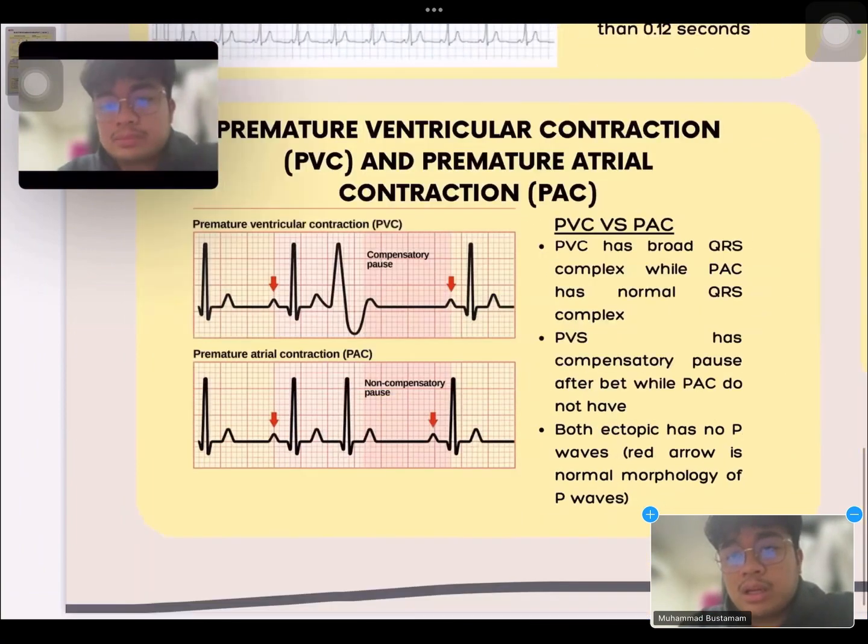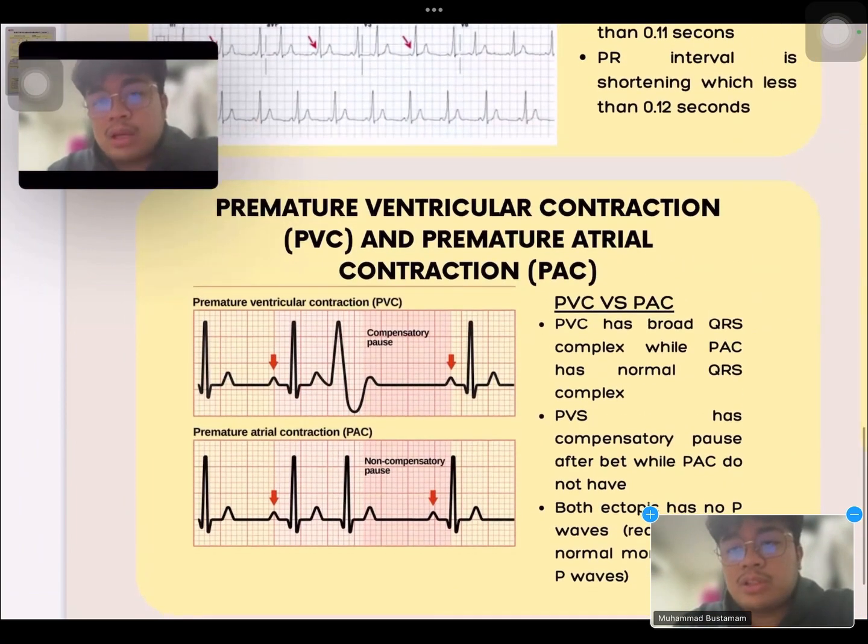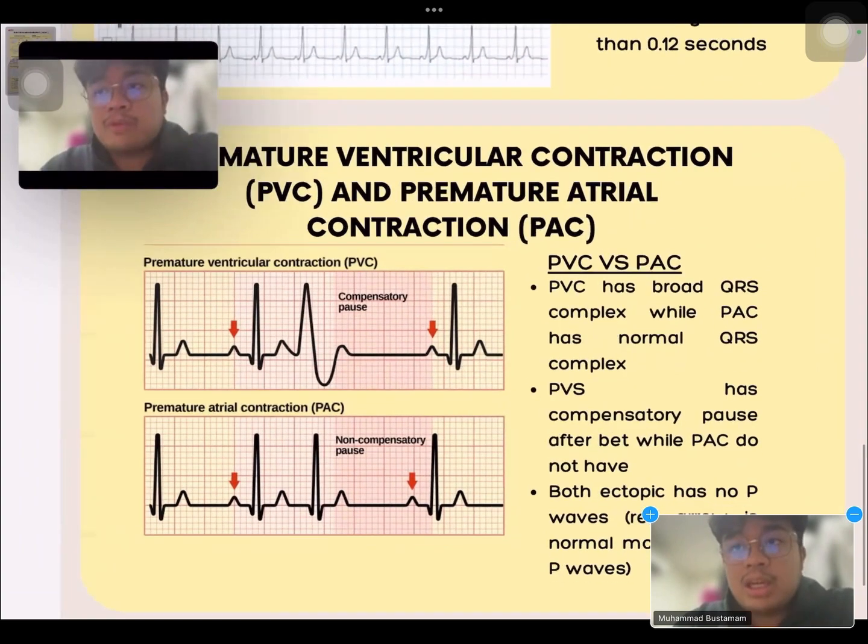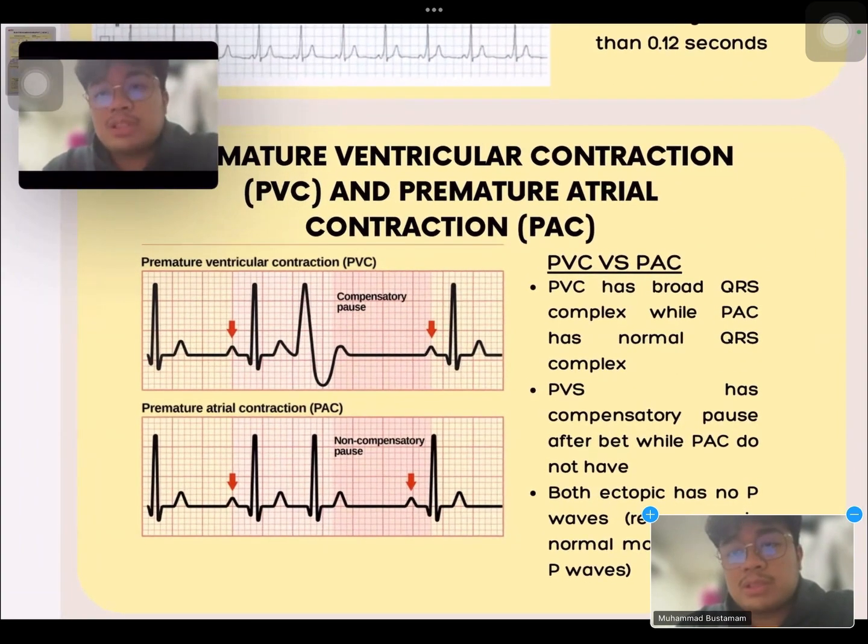I'm going to explain about the premature ventricular contraction, which is PVC, and premature atrial contraction, which is PAC.